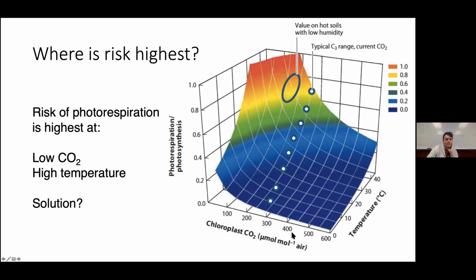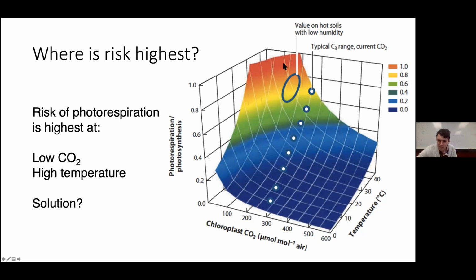Is it high CO2, low temperature? That's where you're down. So high CO2 and low temperature would be down in here. This is going to be blue. So this is where photosynthesis happens and it's okay. You're getting that Calvin cycle powered. If you go out here to high temperatures and down here to low CO2, you're in this back corner, right? And in the back corner, that's where you're up here in the red with high risk of photorespiration.